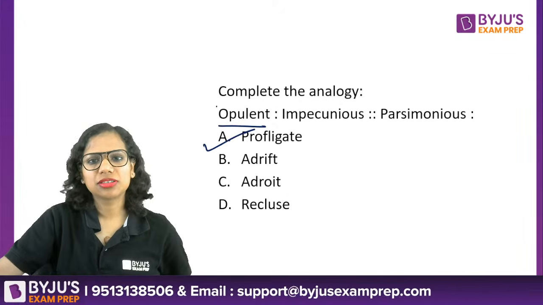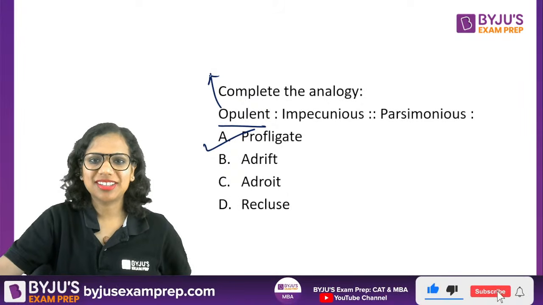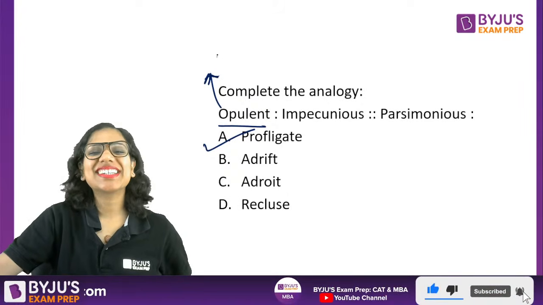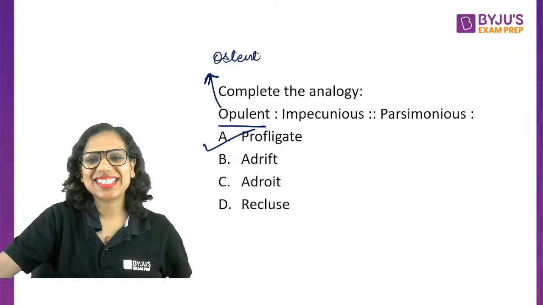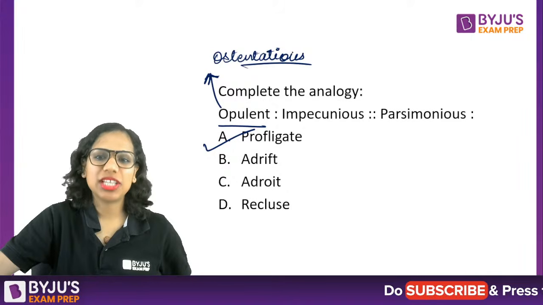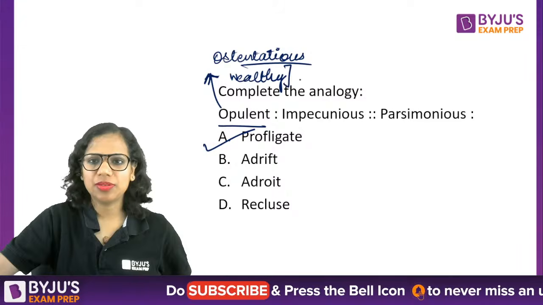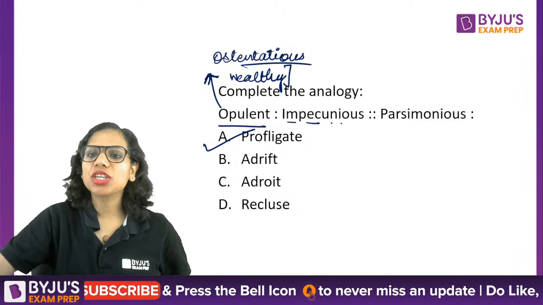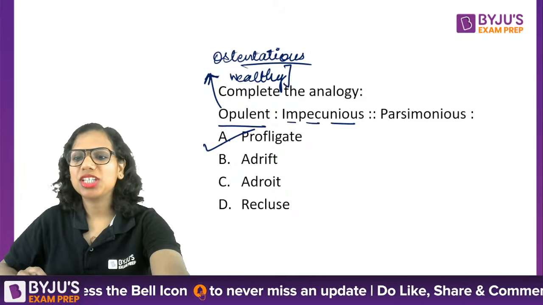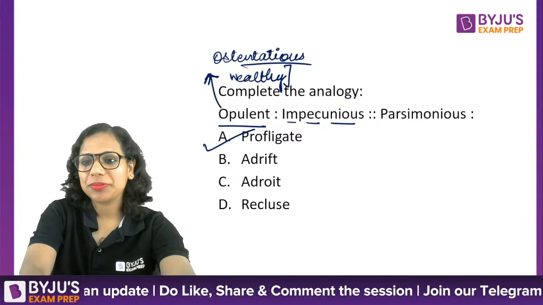Opulent. If I say an opulent display of their wealth, ostentatious. An ostentatious display of wealth is opulence, right? It also means wealthy, right? Impecunious. So see, the root word technique helps us a lot.